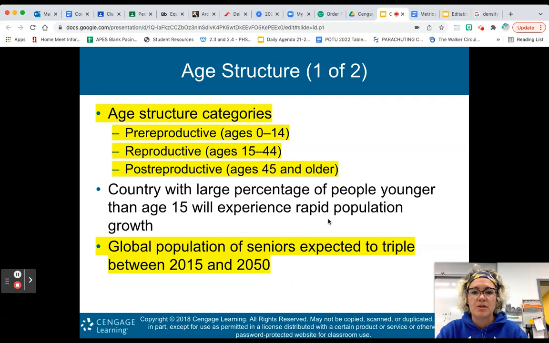A country with a large percentage of younger people under the age of 15 will experience really rapid population growth. The global population of seniors is expected to triple between 2015 and 2050 because we have lengthened life expectancy.